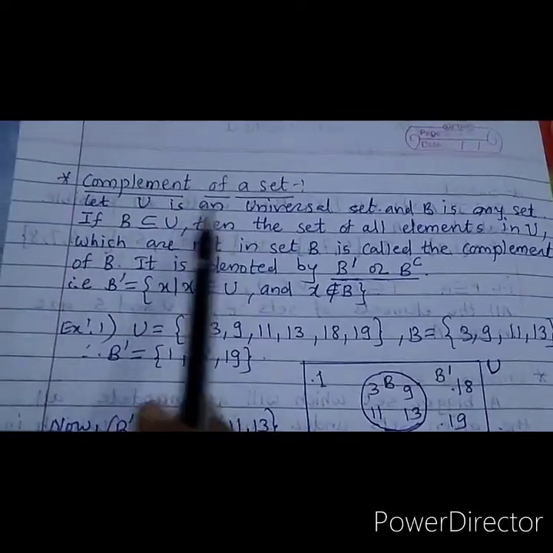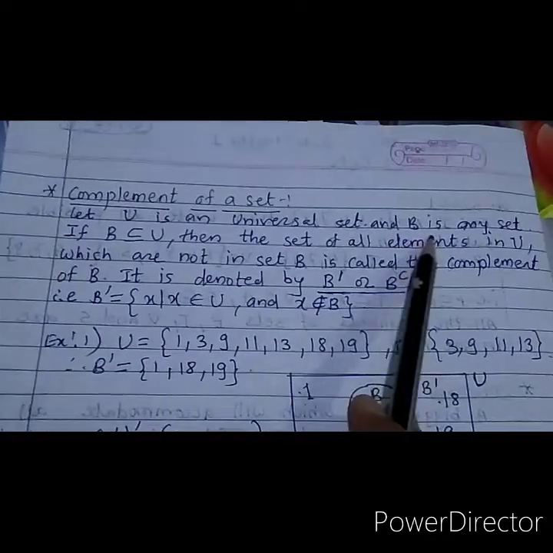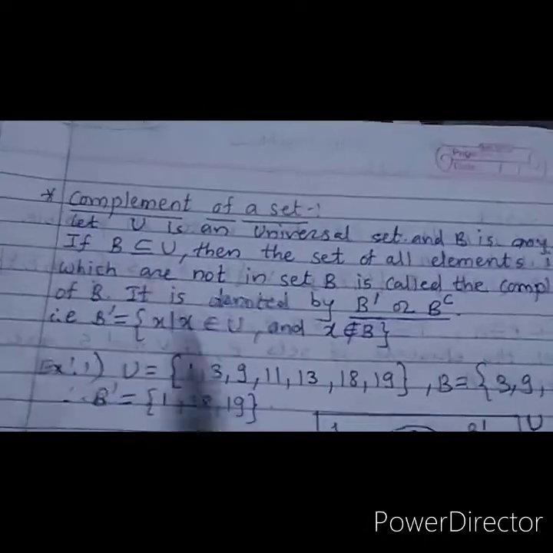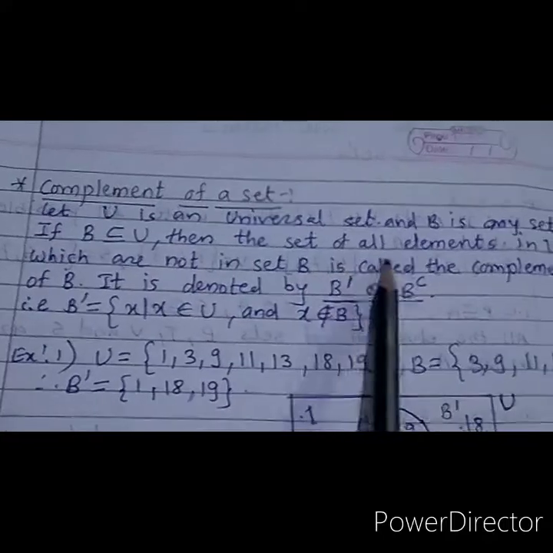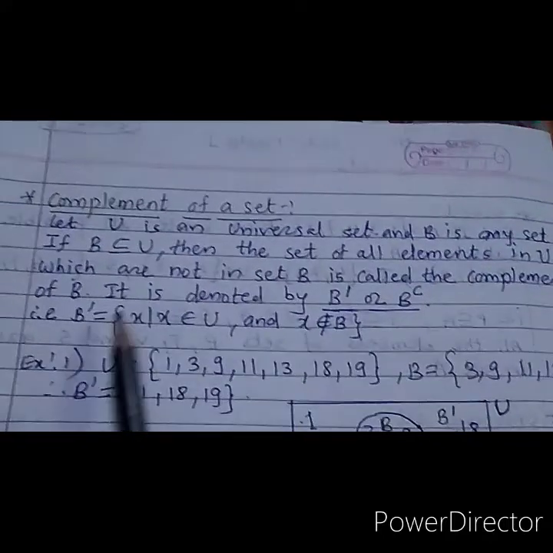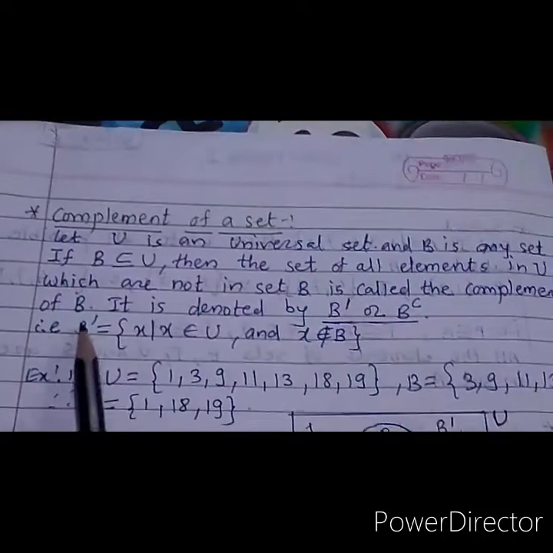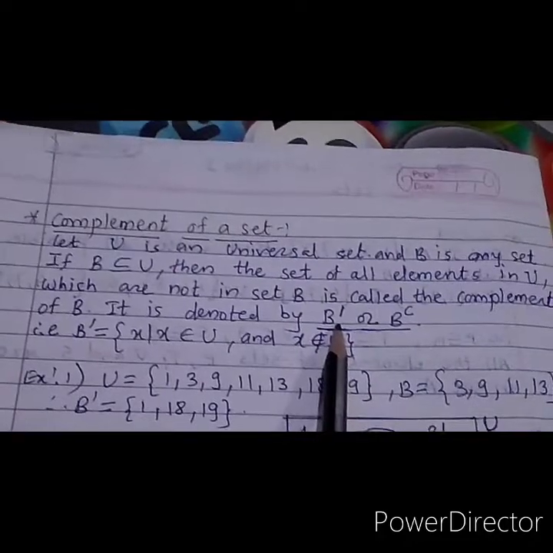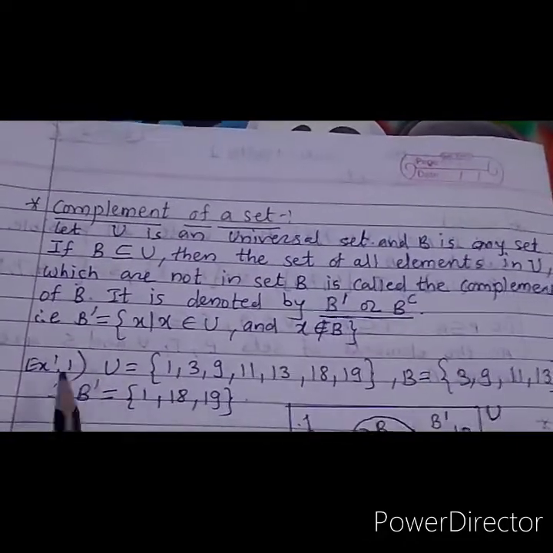Now let us see the next point, complement of a set. Let U be a universal set and B be any set. If B is a subset of U, then the set of all elements in U which are not in set B is called the complement of B. It is denoted by B dash, that is the complement of set B, or B complement.